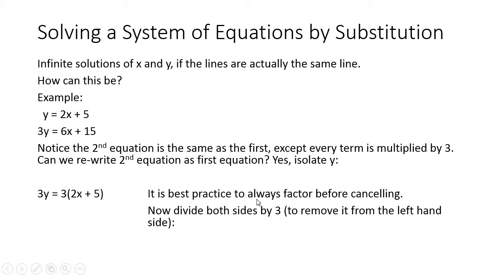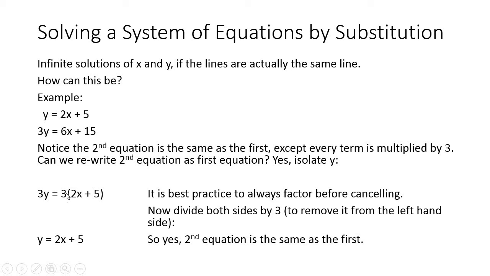So it is best practice to always factor before canceling. For our equation here that we want to show is the same as this one, we're going to factor out a 3 on the right-hand side. And so we get 3 times 2x plus 5. And now you can divide both sides by 3. And what do you get? You get y equal to 2x plus 5.